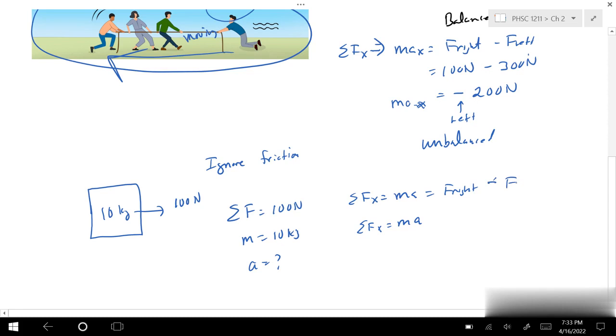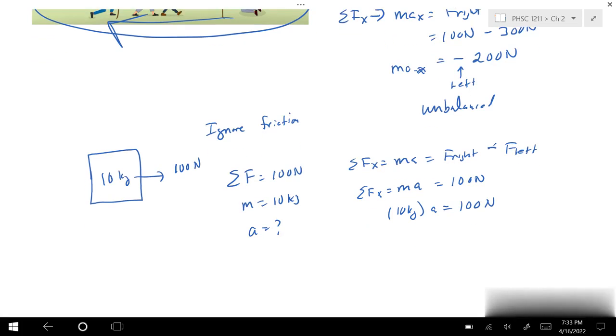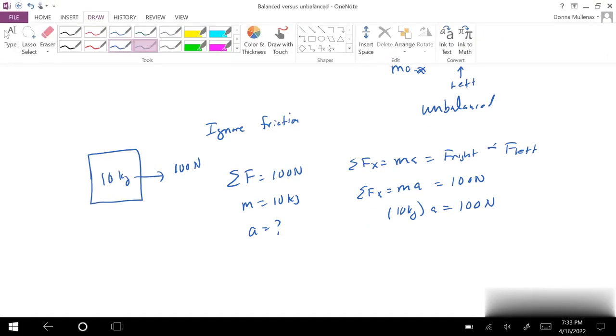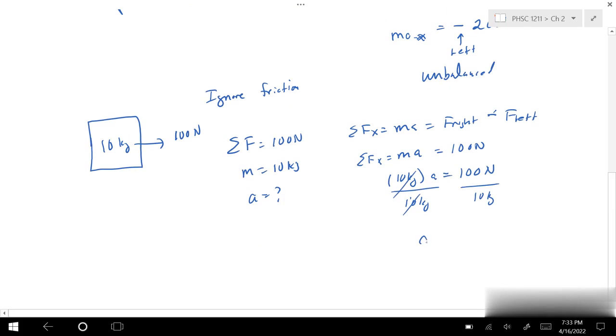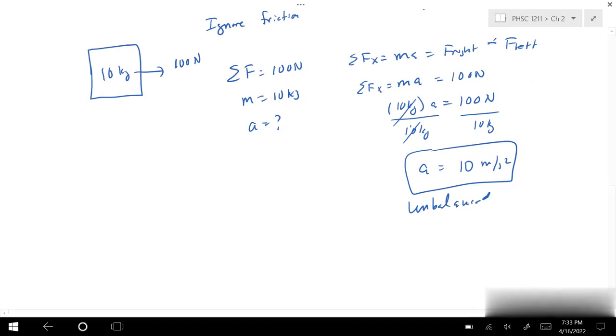Remember, this is force to the right minus force to the left. You don't have any forces to the left. So this is force to the right is 100 newtons. So we have a mass of 10 kilograms times a is equal to 100 newtons. Let me show you the algebra. Some of you are not best friends with algebra, so let's look at this. 10 kilograms here divided by 10 kilograms here, so those cancel out. So my acceleration is 100 over 10, which is 10 meters per second squared. So I am unbalanced. Okay. So that's another way.